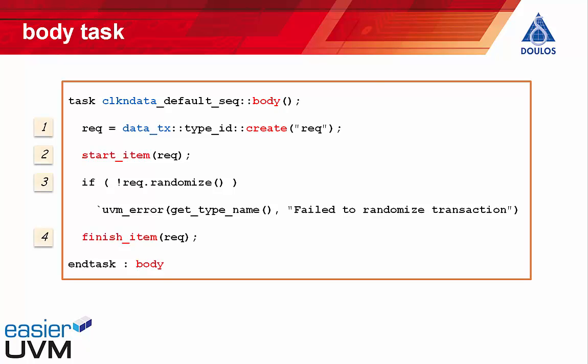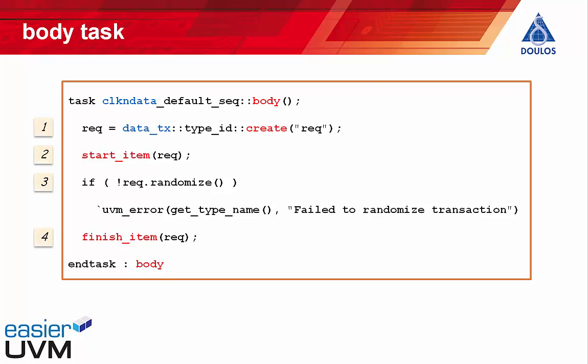Let's take a look at a typical body task for a typical sequence that generates transactions. So this particular sequence just generates a single transaction. Sometimes you do see sequences that generate single transactions. More often, a sequence would generate a number of transactions. But in this case, we'll start off with just a minimal sequence that generates one transaction.